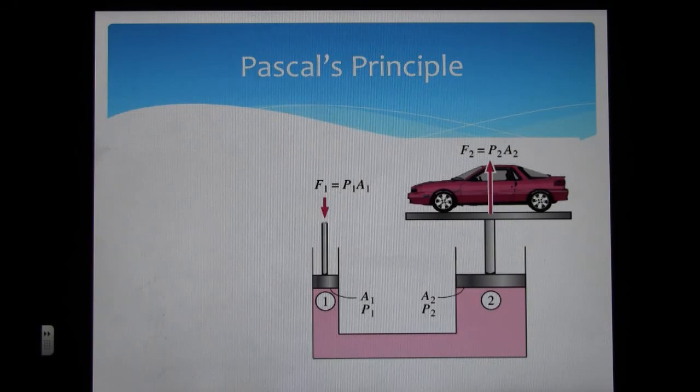But how could a person apply a force on one end and have the second piston apply a force enough to lift a car? Well, that's because of the difference in area. Because the pressures must be the same at point 1 and point 2, then a small force over a small area will result in a large force over a large area. So because area 2 is much, much bigger, then force 2 will be greater in order to keep P1 and P2 the same.